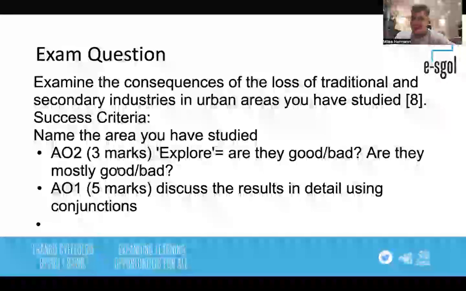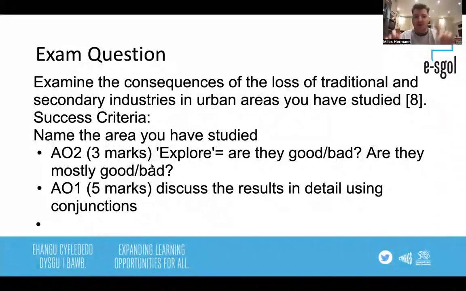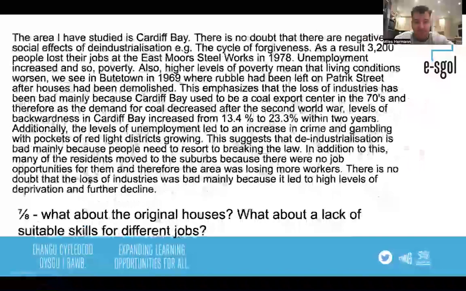So in order to gain the examine assessment objective 2, we need to say if they're good or bad implications or consequences. Are they mostly good, mostly bad? And then for assessment objective 1, we need to discuss the results, the consequences, in detail, and we need to use connectives as well.